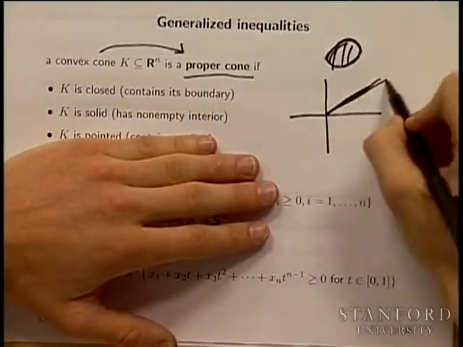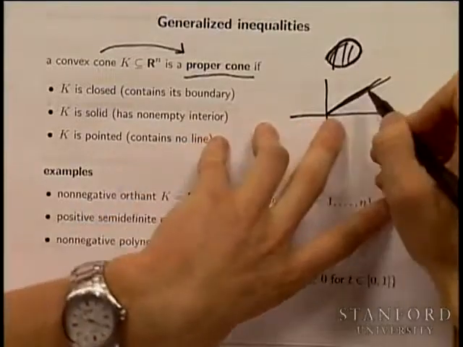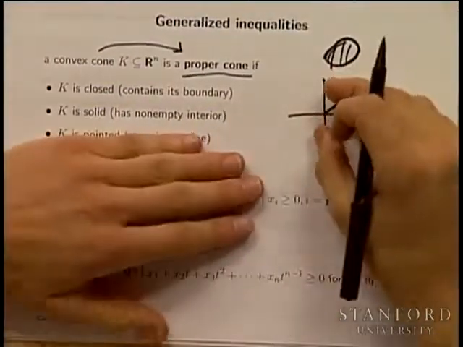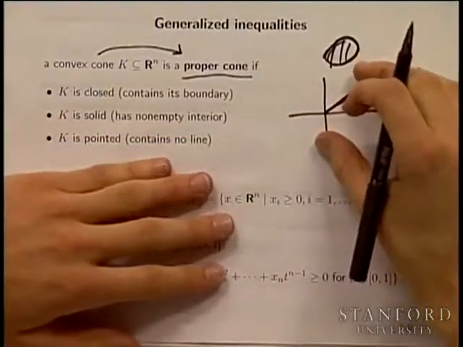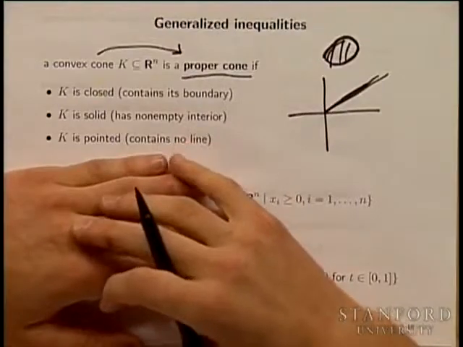Okay, so this cone here, believe it or not, has an empty interior, even though it's getting thicker by the second. If I just have a ray out from the origin, it has no interior, so it's not a proper cone. There's one more requirement, and that is that the cone cannot contain a line.